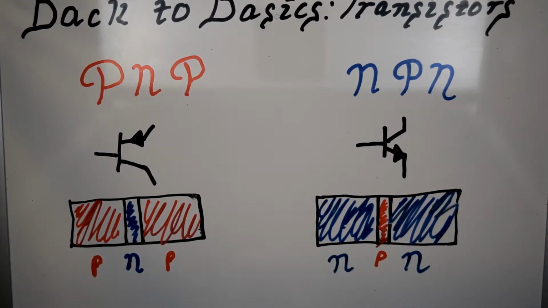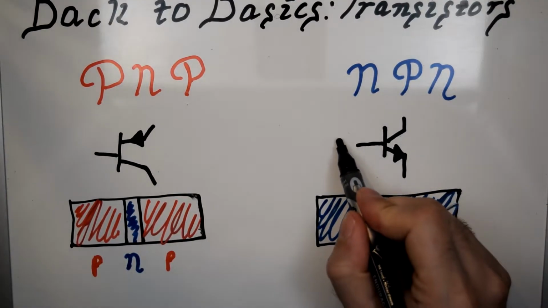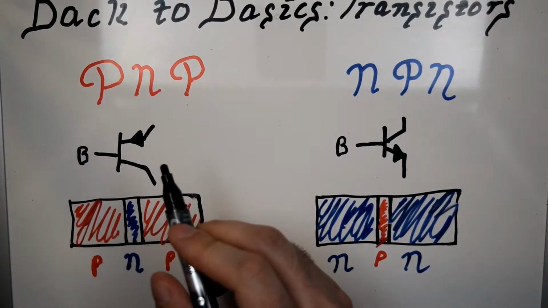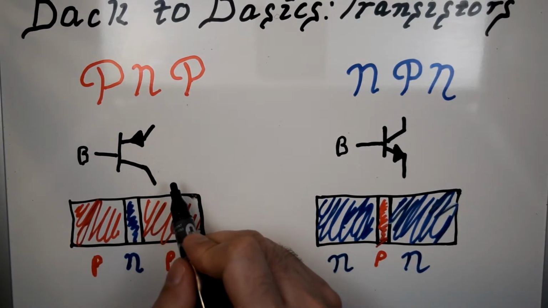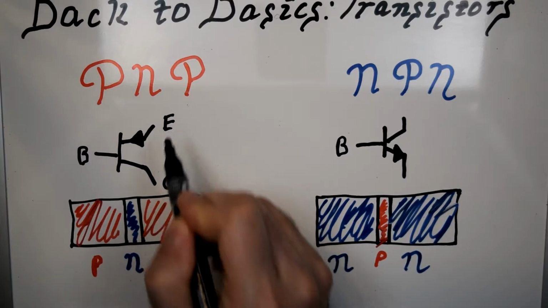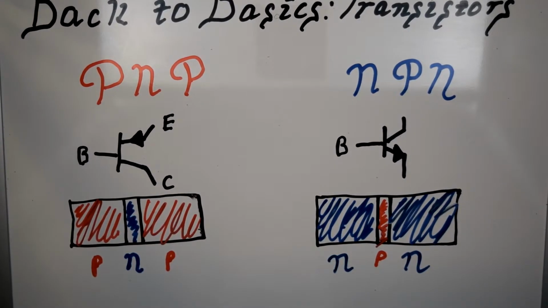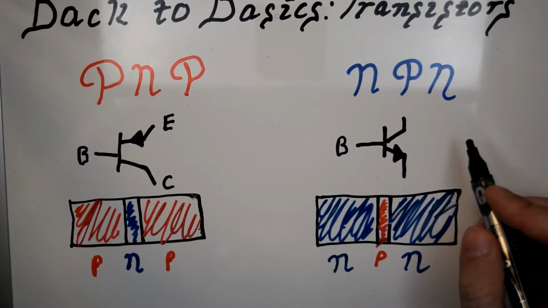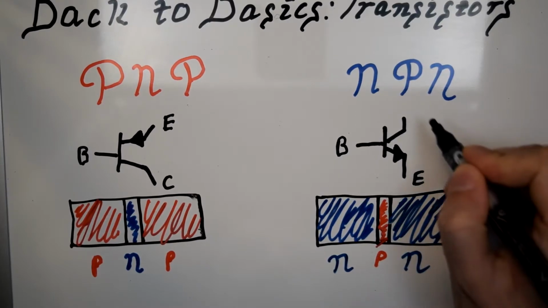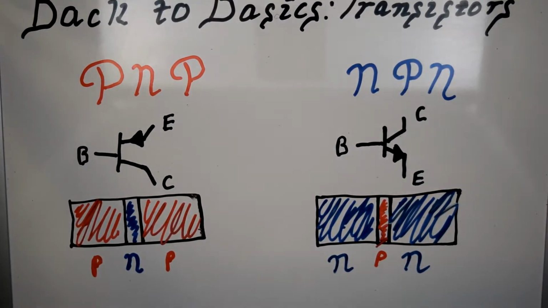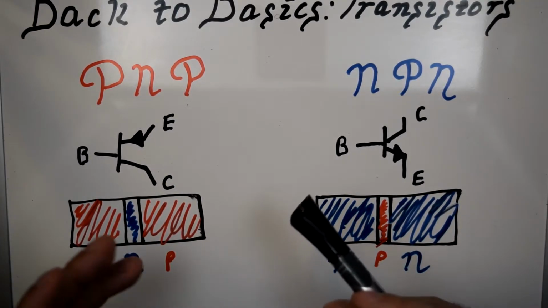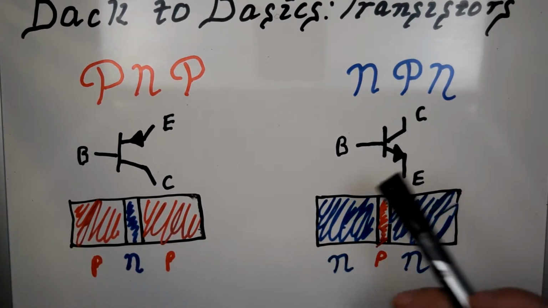Let me actually write those down. So the base is this part, and then the collector on the PNP transistor and emitter. The emitter is the arrow on this one, and collector here. The terms base, collector, and emitter are terms used to describe what they're doing.